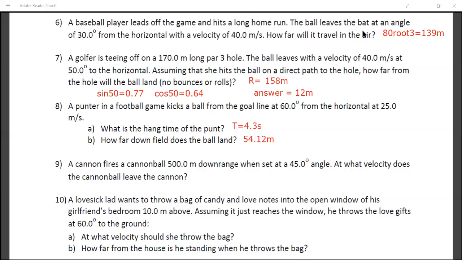Anant? Yes, sir. I am asking you once again, just confirm. Will the formula be 2u square sine theta by g? Sir, I'm not sure. It's 2u square sine theta cos theta by g. Try to recall, because only in one formula it is simply sine, either in time period or height.